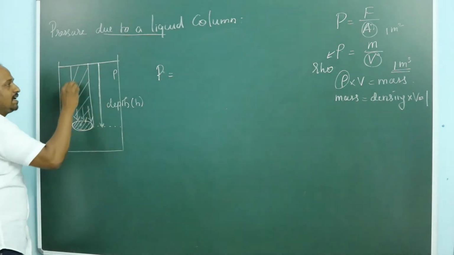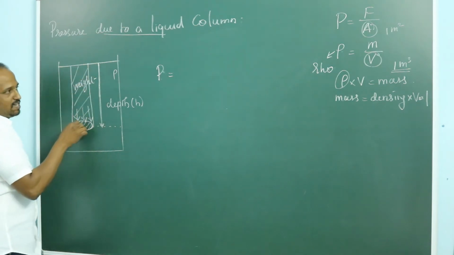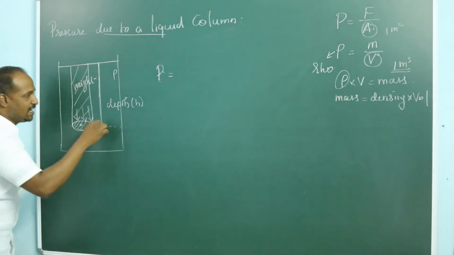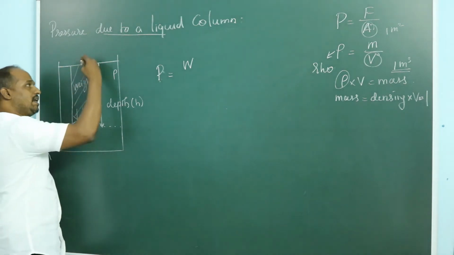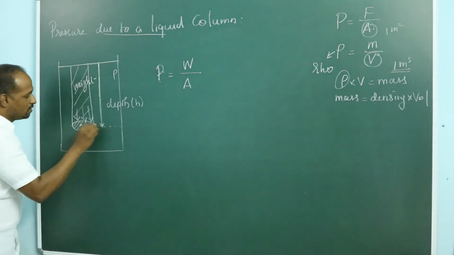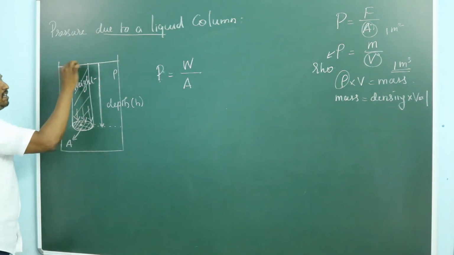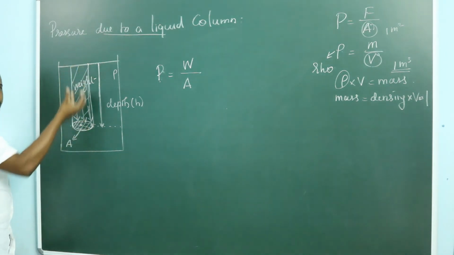Here, force is exerted by the weight of this liquid column on this area. So pressure at this point, which is at a depth h, is the weight of the liquid above that depth divided by area. Suppose this circular area has a value A, then above the circular area, if you project it, it will be a cylinder.